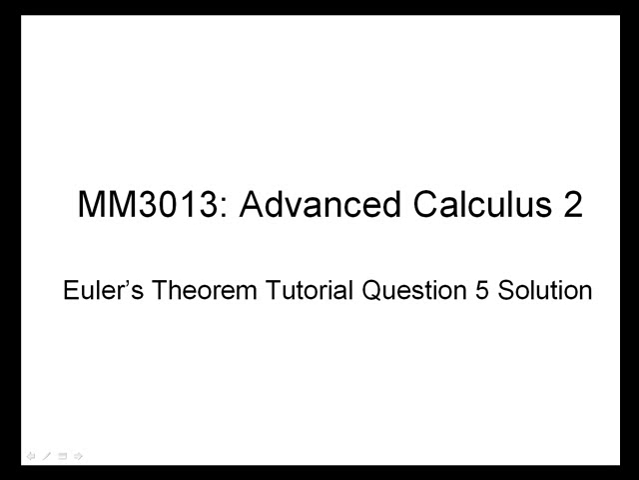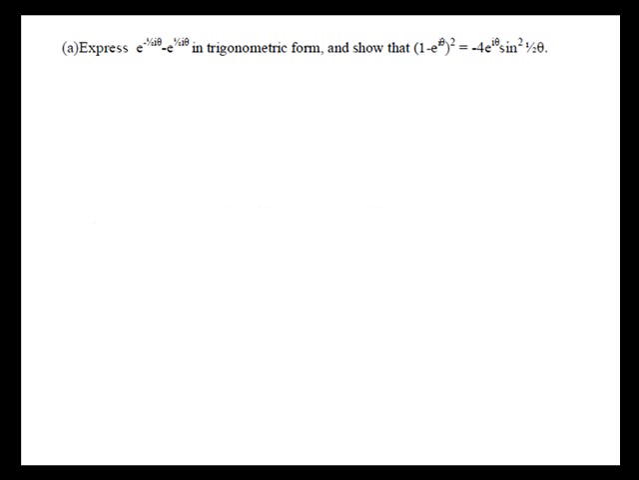This is the solution to Advanced Calculus 2, the tutorial questions on Euler's theorem, and we're going to look specifically at question 5. The first part of question 5 gives us a complex number written as an exponential, and we're asked to express it in trigonometric form, and hence show that we get (1 minus e to the i theta) all squared is equal to minus 4 e to the i theta sine squared theta by 2.